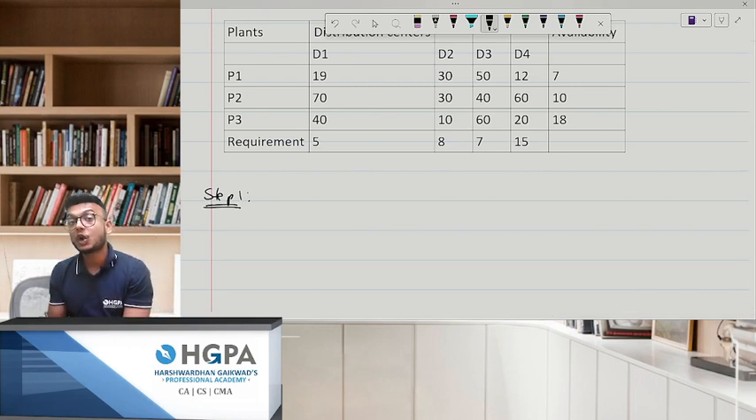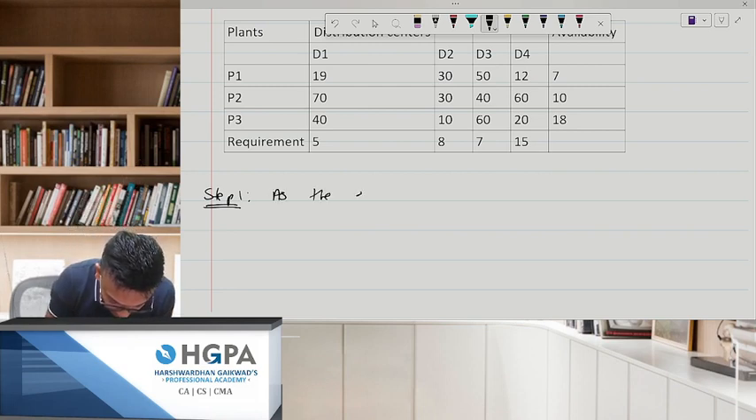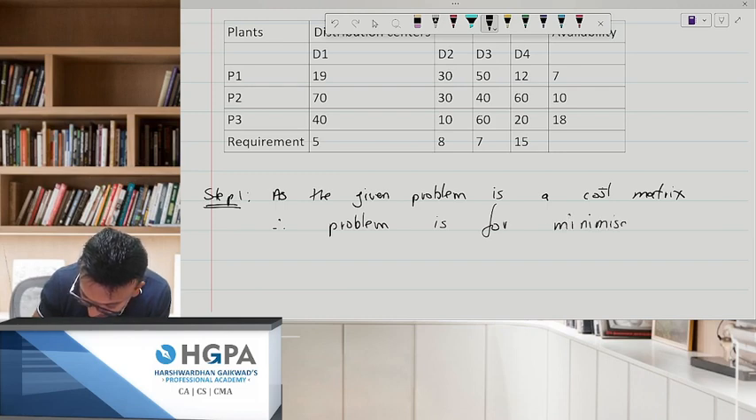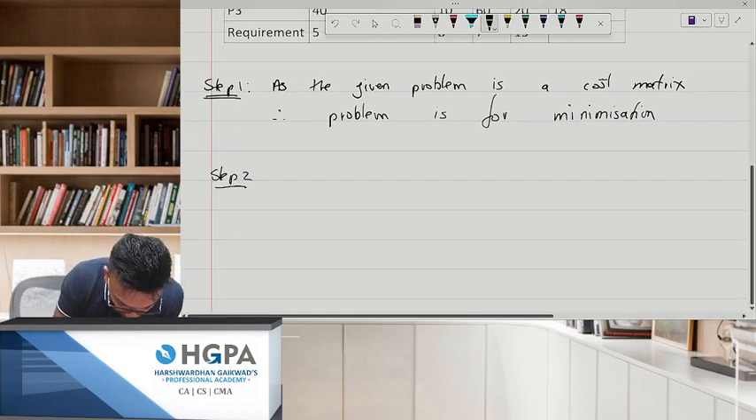First of all, we have to find out whether the problem is a cost or not, because VAM applies for minimization problems. The main agenda is to minimize the cost. So given data is a cost matrix, so you can just write down: the given problem is a cost matrix, therefore problem is for minimization. Okay, simple. Step number 1. Now step number 2. So what we have to do in step number 2?